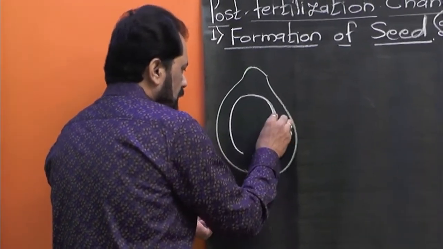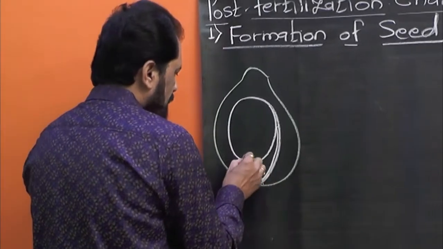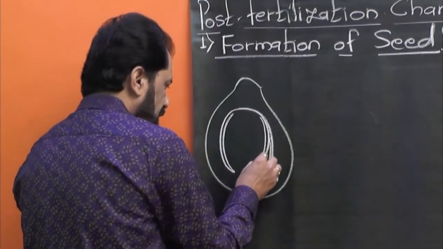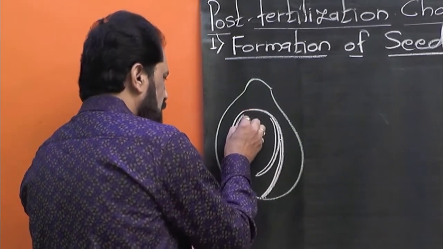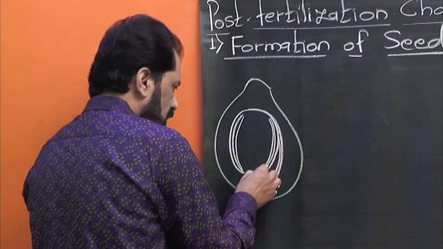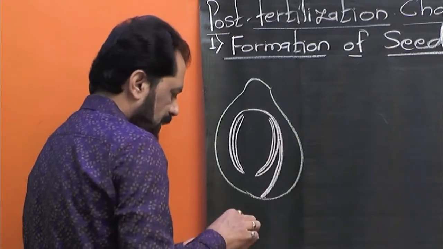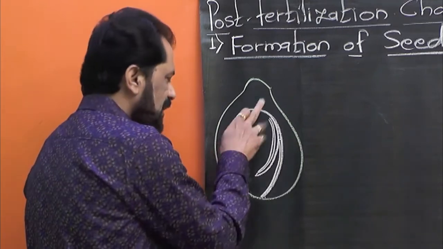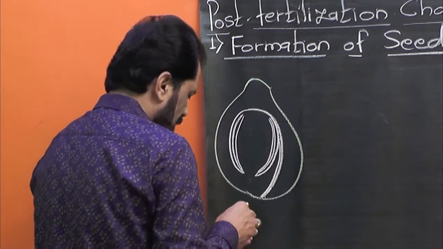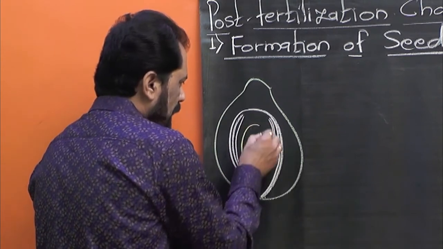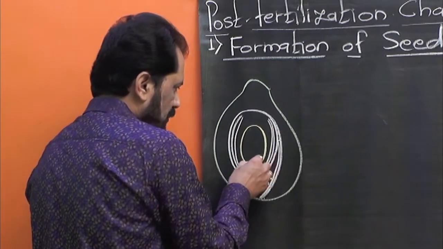We all know anatropous means inverted ovule, externally surrounded and protected by mostly two protective coverings, that is integuments. So here are two integuments, outer and inner integuments. Here is the micropyle and chalaza, we all know. Now I am going to show the embryo sac. Here is the embryo sac.